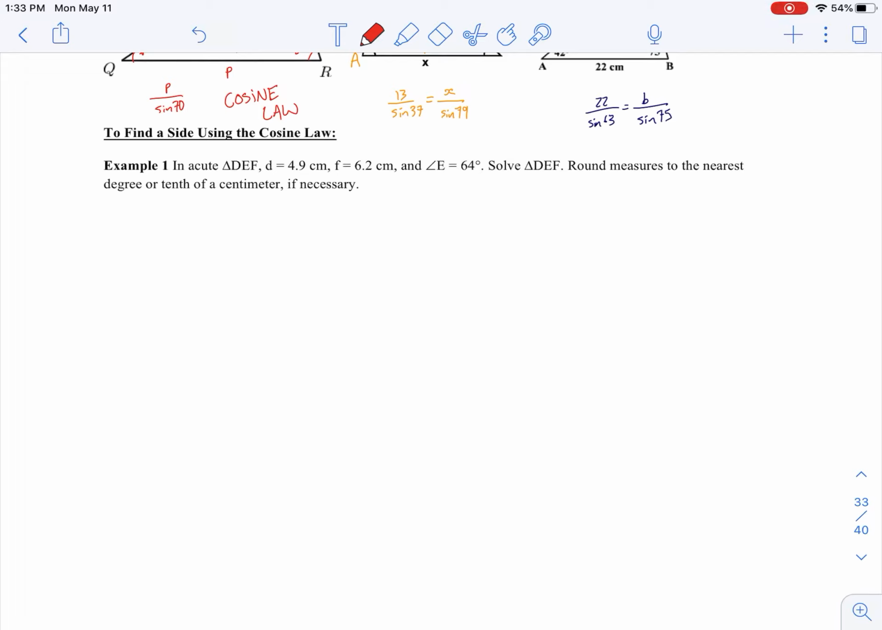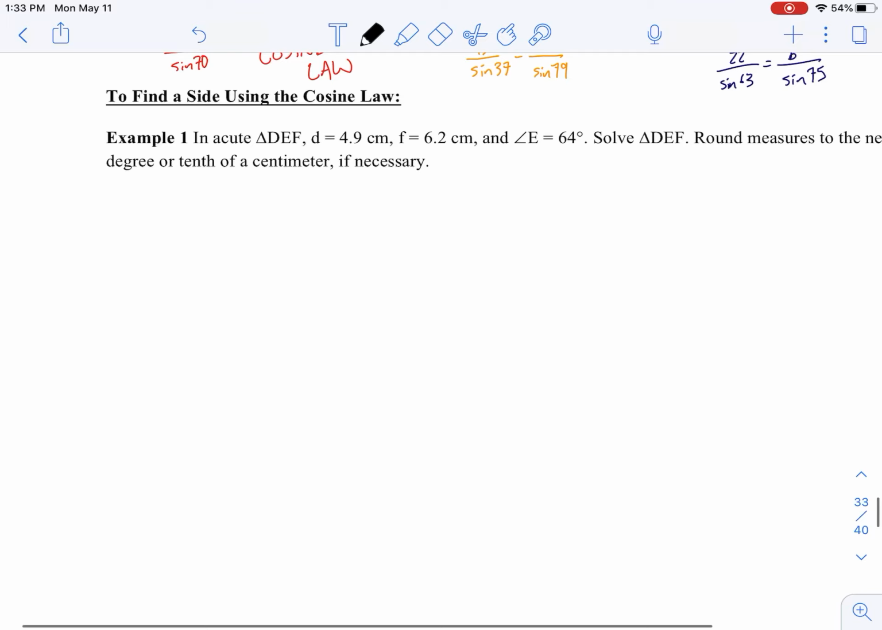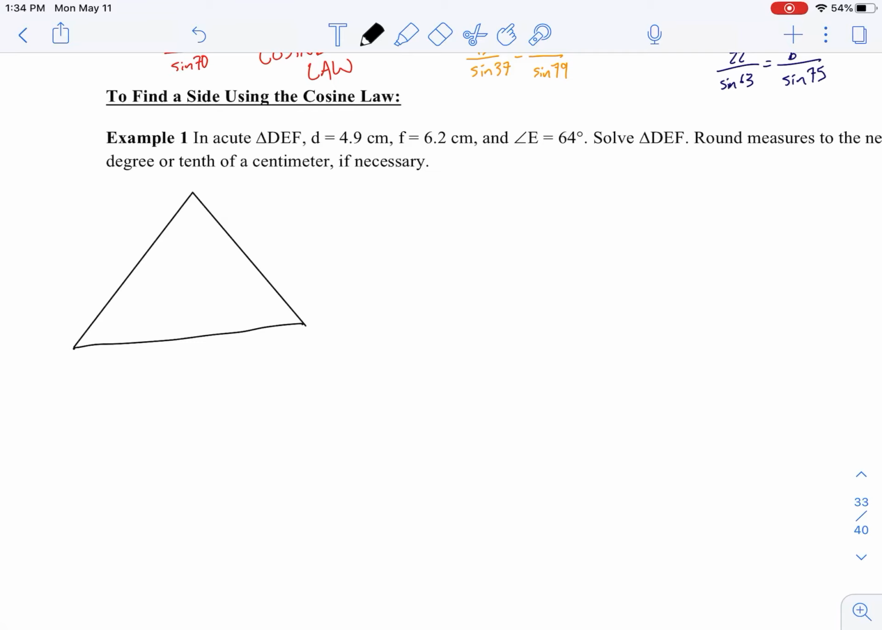Example 1, an acute triangle DEF, so no obtuse angles in this, all angles are less than 90 degrees. I'm going to draw a rough triangle there. Clearly it's not going to be to scale. These are some pretty precise measurements here, but I just want a triangle that isn't necessarily equilateral and does not have a 90 degree angle in it. I'm going to call this DEF.